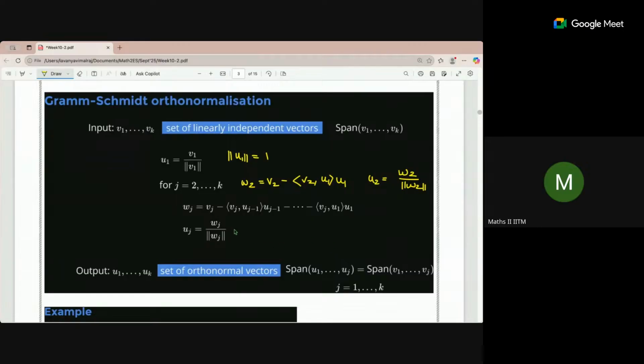The important observation here is that the span of v1, v2, ..., vk is exactly the same as the span of u1, u2, ..., uk. Take any set of vectors, not the entire set, even a small set like v1, v2, ..., vj. Then the span of v1, v2, ..., vj is the same as the span of u1, u2, ..., uj. So this is an important property of the Gram-Schmidt process.